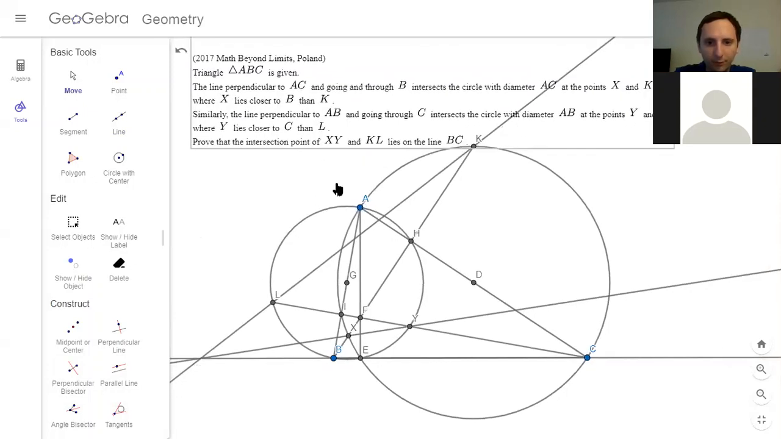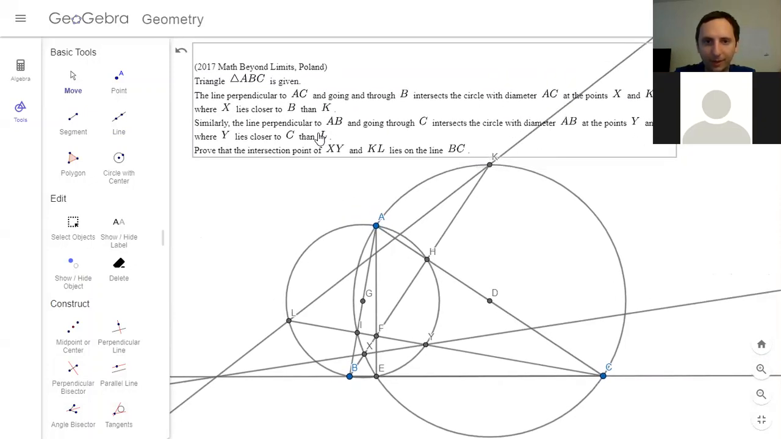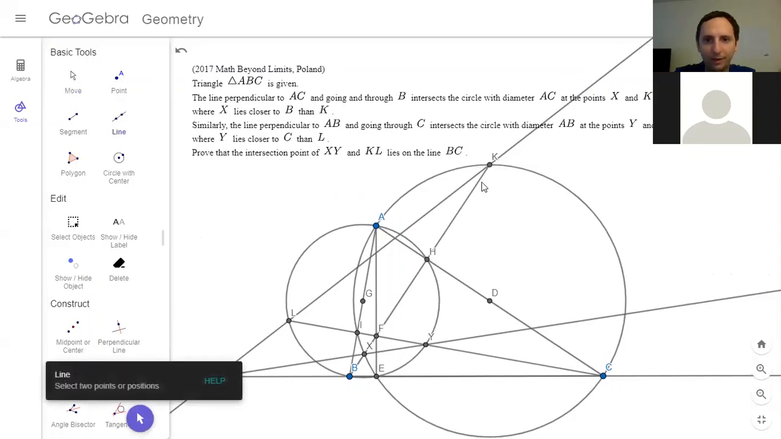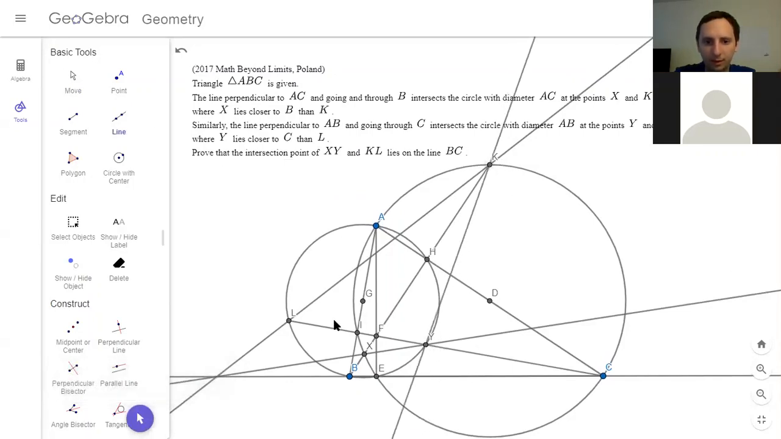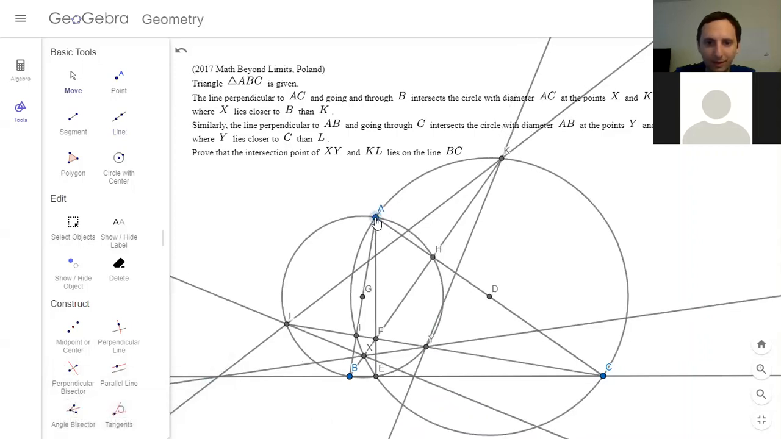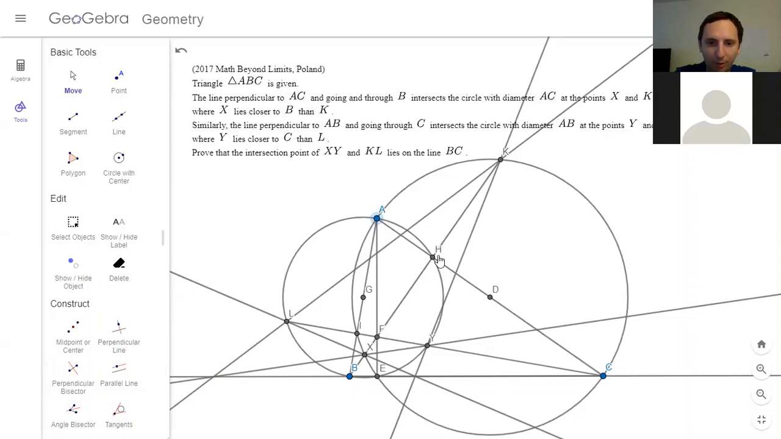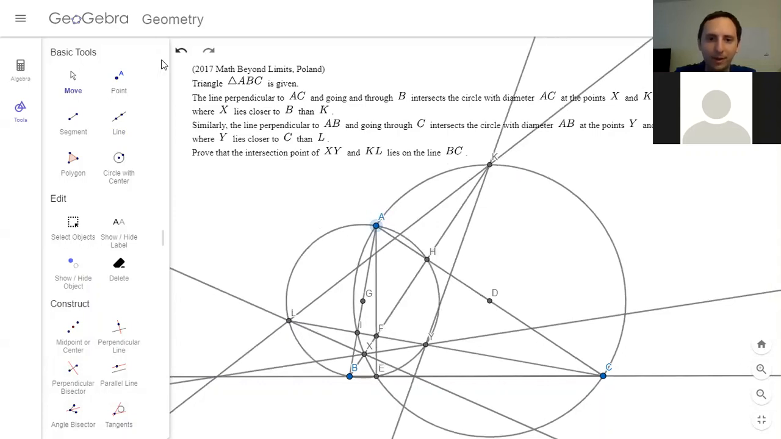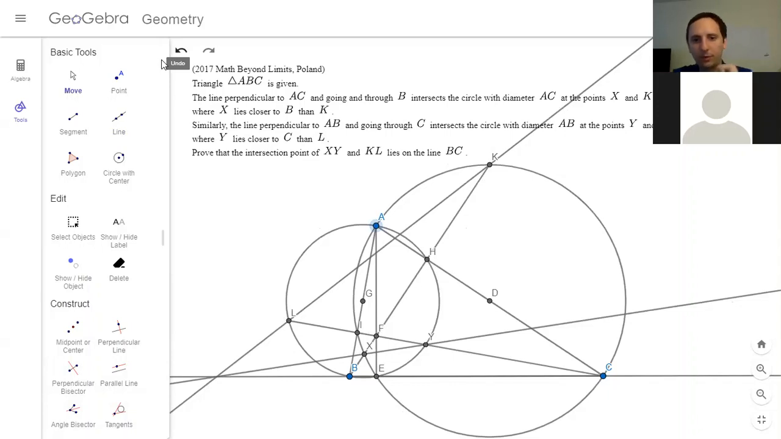I wonder if it's also true that KY and XL concur on BC. That would be kind of interesting. Yeah, I think probably whatever argument you could use to show that KL and XY concur, you could use to show that KY and XL concur, I bet. All right, so is it radical axis theorem? How should we do this?